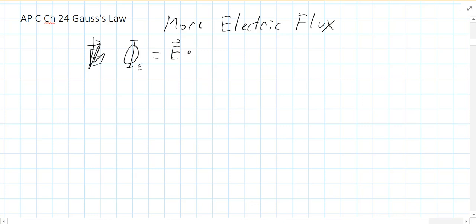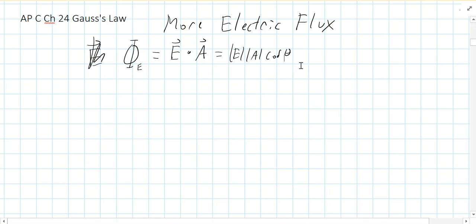Now this is the algebraic version. So it's E dot A. The magnitude of this would be the magnitude of E times the magnitude of A times cosine of the angle between them. Well, that's the algebraic version. If you have a constant electric field, this is perfectly fine to use. However, what if we have a field that varies over position?